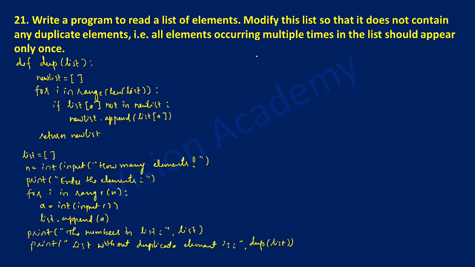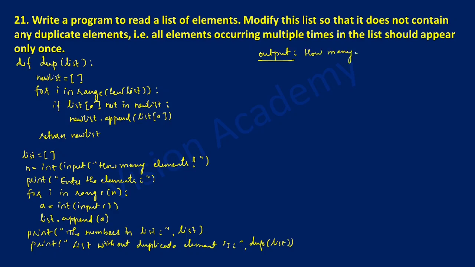Now let us check out the result and flow of this particular program. Here I'm going to write output. So when we execute this program, it starts executing by creating an empty list. Now n is equal to int input, how many elements, it is going to ask the user.